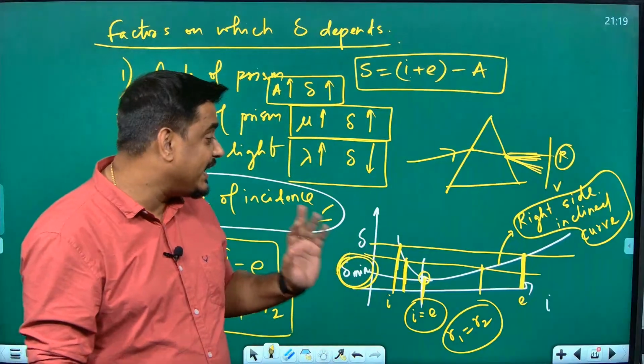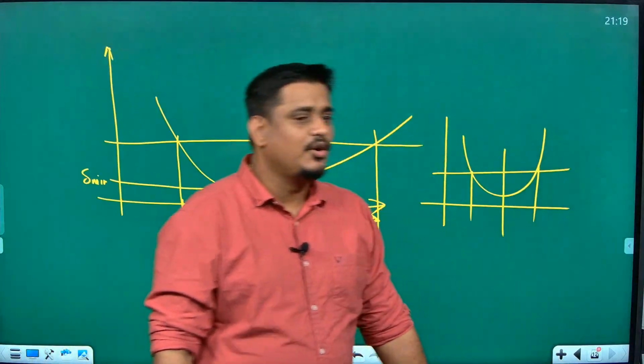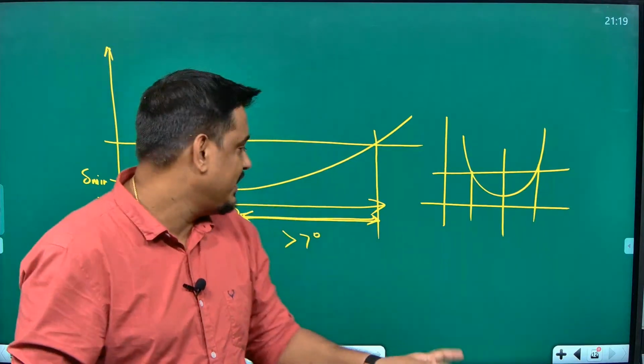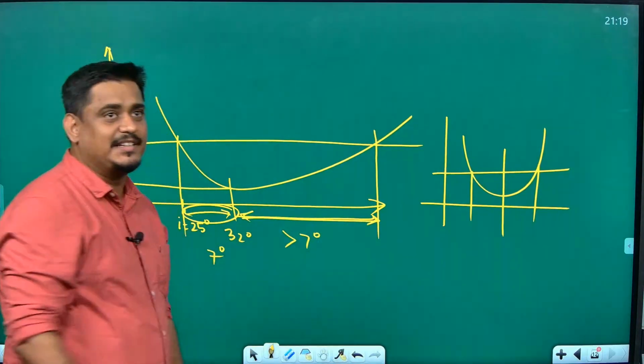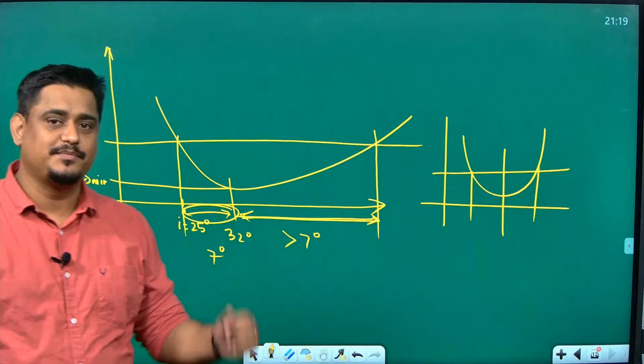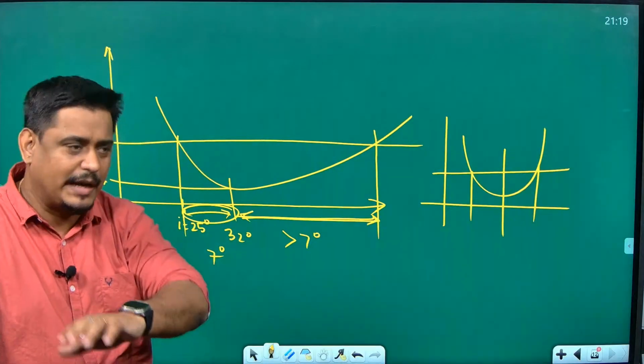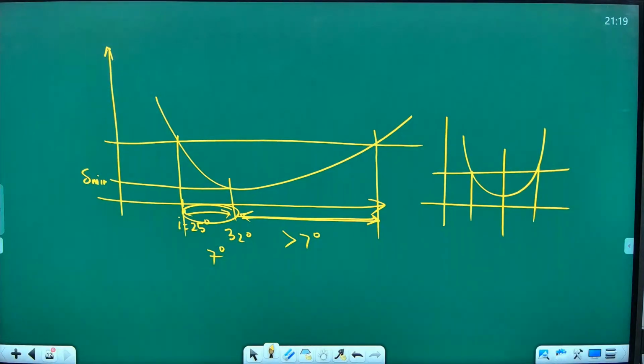So answer can never be 39, answer is what? 40 degrees, because 40 degrees is the only option where the difference is more than 7 degree. Is it clear to you, everybody? Anybody has doubt? No? Sure? Okay, before we wind off, then let us derive the formula of angle of minimum deviation.